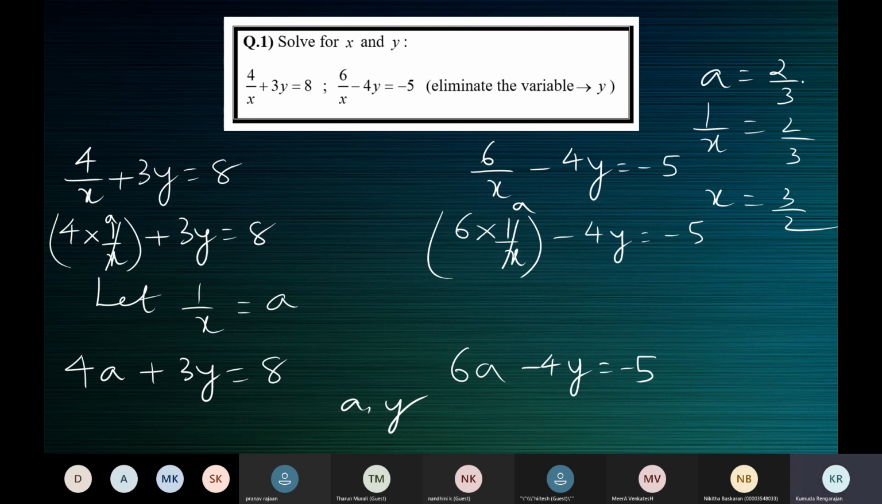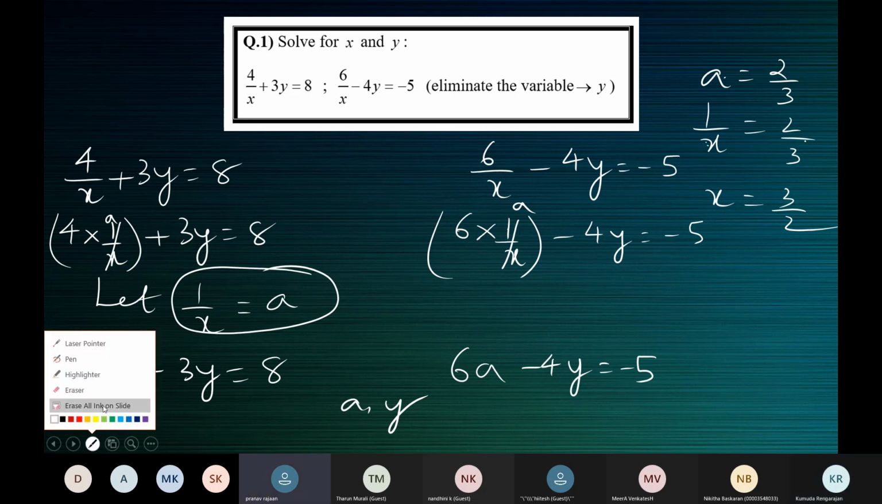Supposing you get a is equal to 2 by 3. That means 1 by x is 2 by 3, because a is 1 by x. That means x will be equal to 3 by 2. Taking reciprocals on both the sides, the reciprocal of 1 by x is equal to the reciprocal of 2 by 3, which is 3 by 2. So x is equal to 3 by 2.